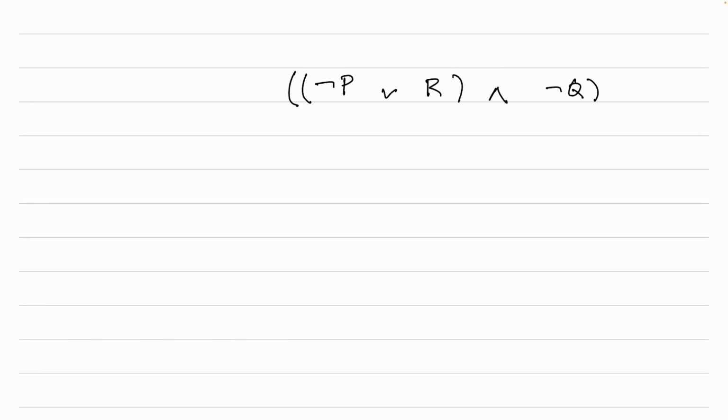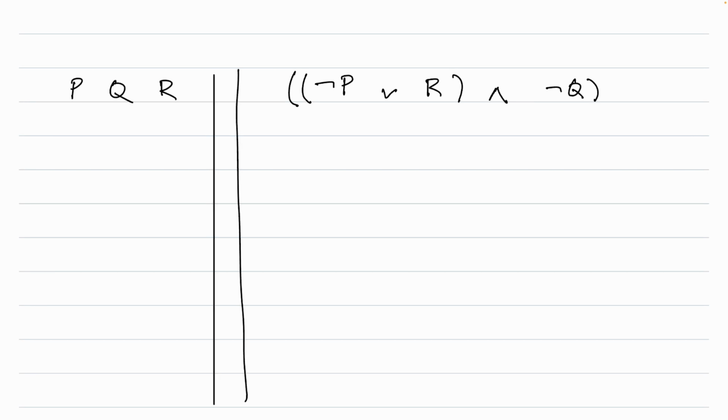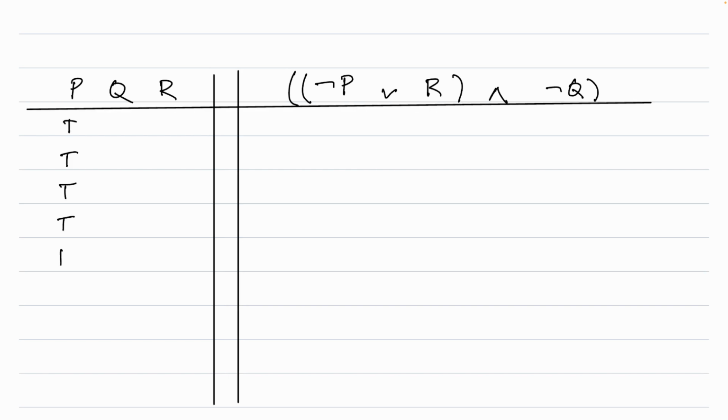Let's create a truth table for the formula not P or R and not Q. To provide a truth table for this formula, first we have to make a separate row in the table for each possible way of assigning truth values to its atoms P, Q, and R. So here are the 8 possible ways of doing that.